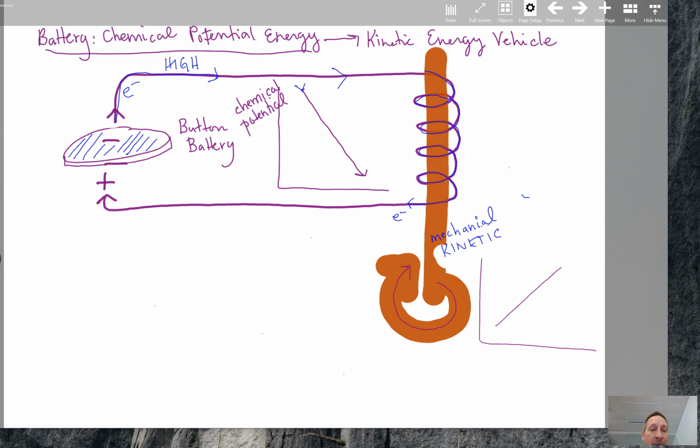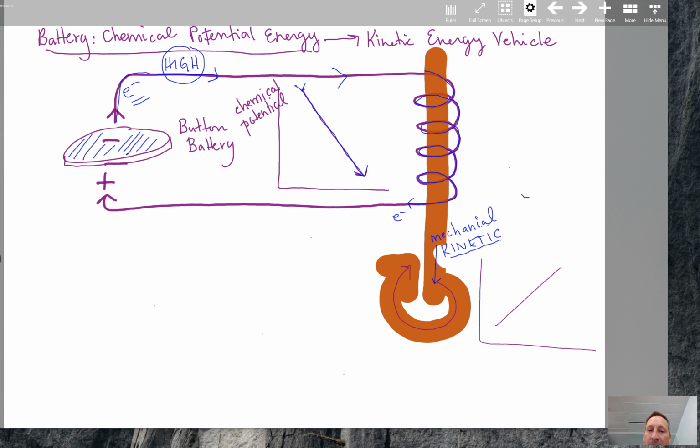And because of the second law of thermodynamics, the electrons in that chemical reaction are going to go from a higher energy state to the lowest energy state. Where does that energy go? Well, as you can see, I've coiled the wire around an axle, and that axle is going to spin. So the chemical potential of the battery and those electrons, as it goes through the coil, the energy is used and converted into mechanical kinetic energy.